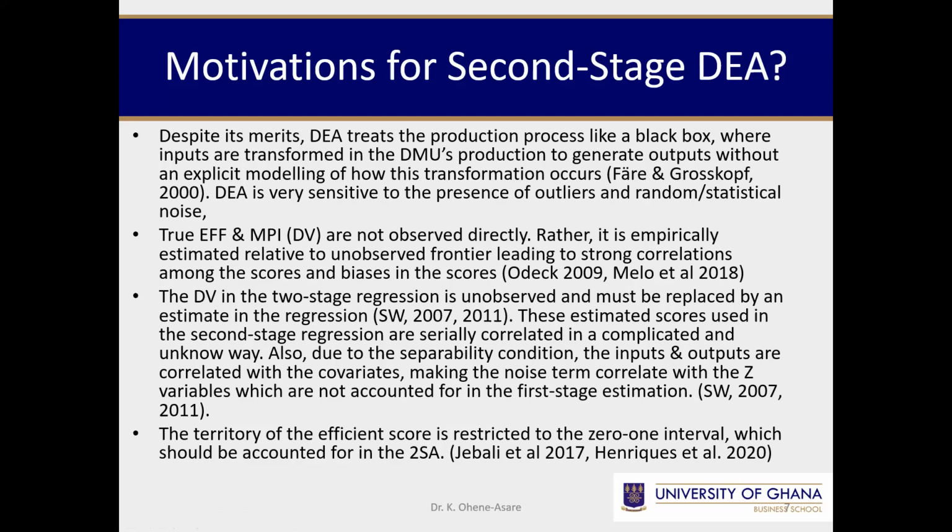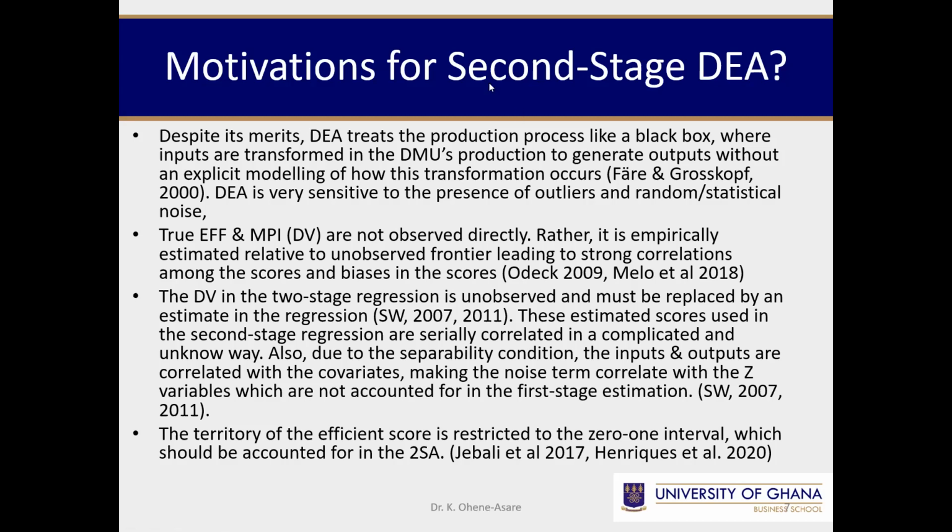Remember the frontier, we created them. It wasn't observed itself. That word, unobserved, when you bring it into the world of regression, regression doesn't like things like unobserved. Regression deals with them very critically. That is why the issue about unobserved heterogeneity, unobserved disturbances. And so, because the efficiency scores are not observed, they are estimated relative to an unobserved frontier, it leads to some strong correlations among the scores and some biases in the scores. Now, let me tell you why.